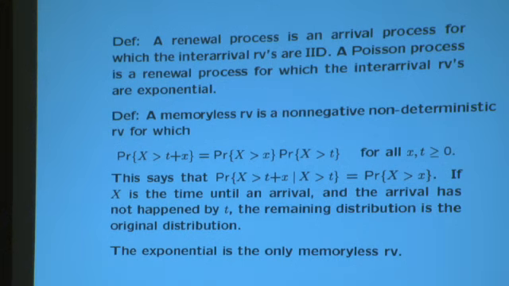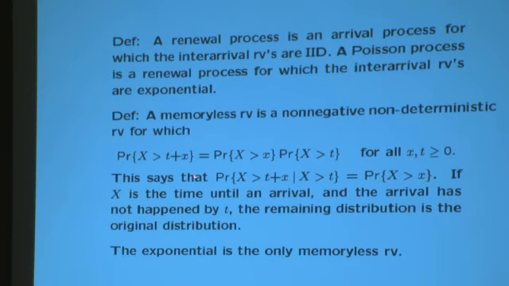So now a renewal process is an arrival process with IID inter-arrival times, and a Poisson process is a renewal process where the inter-arrival random variables are exponential. So a Poisson process is a special case of a renewal process. Why are these exponential inter-arrival times so important? Well, it's because they're memoryless, and the memoryless property says that the probability that X is greater than t plus x is equal to the probability that it's greater than x times the probability that it's greater than t, for all x and t greater than or equal to 0.